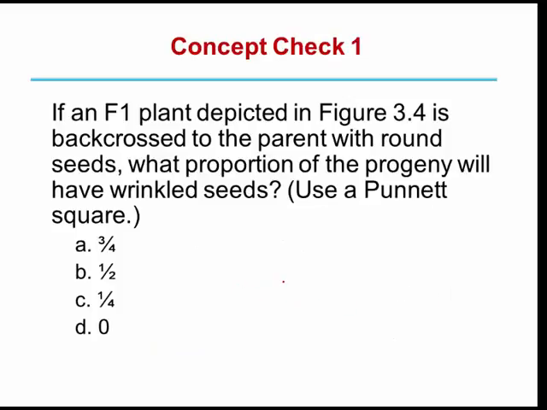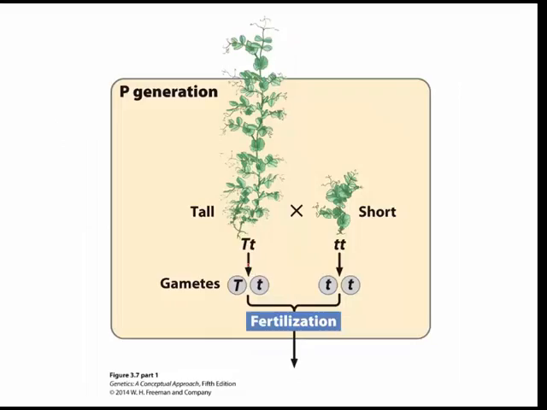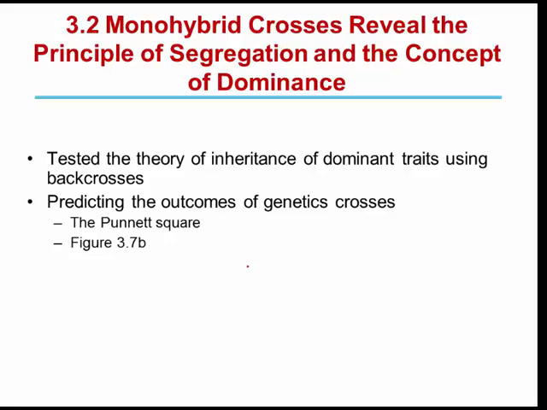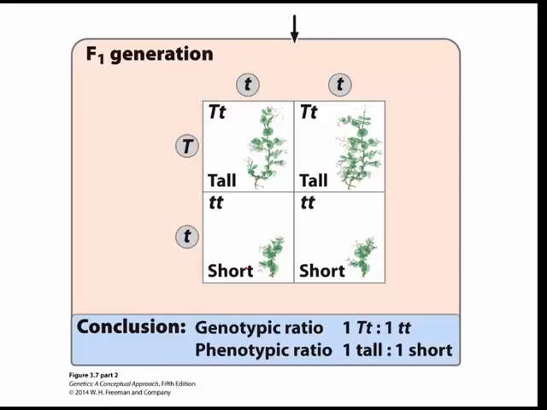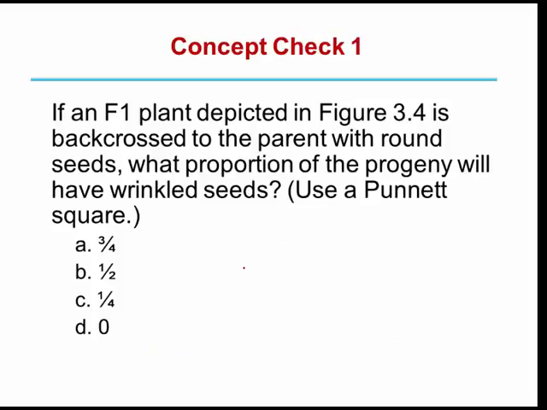Alright, so these little concept check questions, sometimes I keep them in, sometimes I don't. But it's nice to give you an idea of what some of these simple problems will look like. If an F1 plant depicted in figure 3.4 is back-crossed to the parent with round seeds. Alright, so let's go back to 3.4. Just want to make sure we've got the right cross. I happen to have my book here, so I'm just going to look up 3.4.